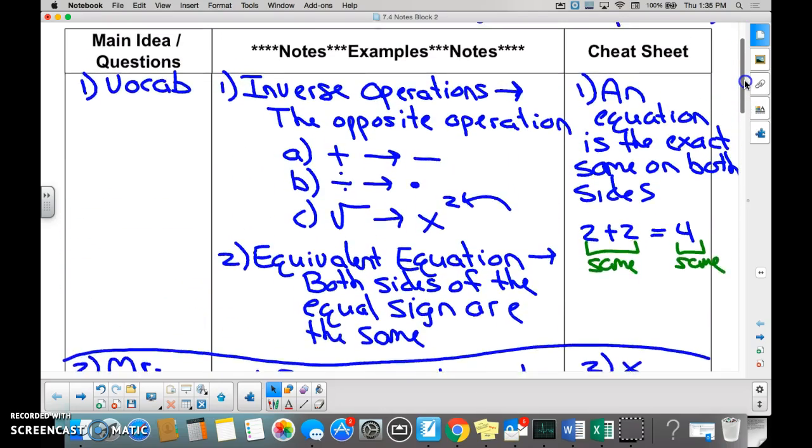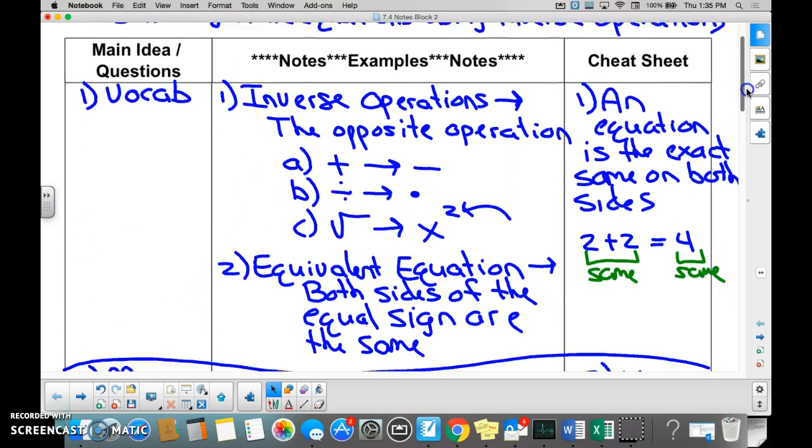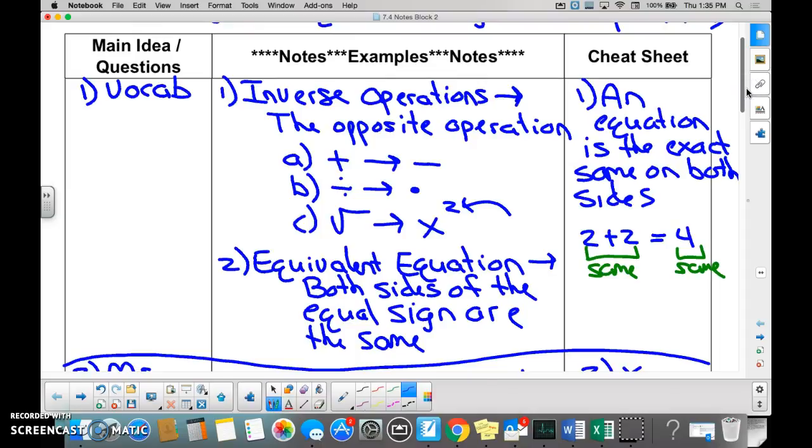We give you an example of an equivalent equation right down here in your cheat sheet. 2 plus 2 is the same as the number 4, is it not? So equivalent equations are the same on both sides, hence the word equation. Equation comes from the root word equal.